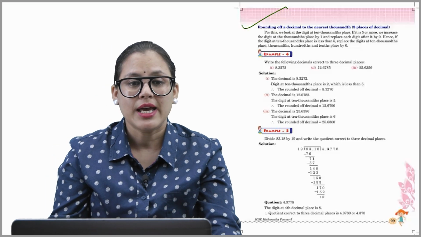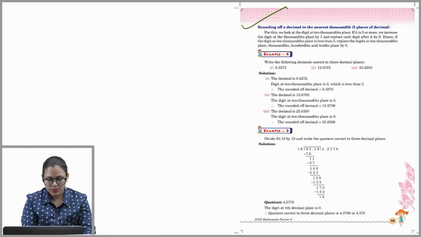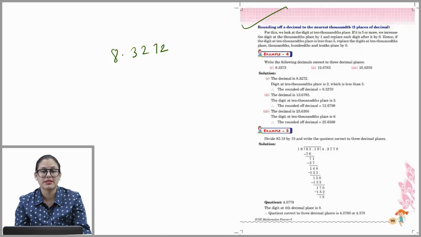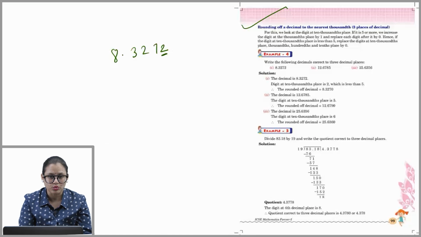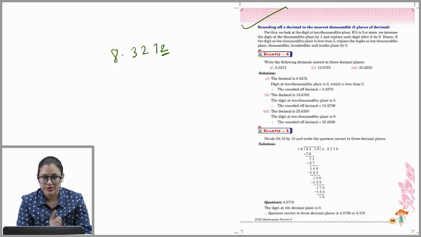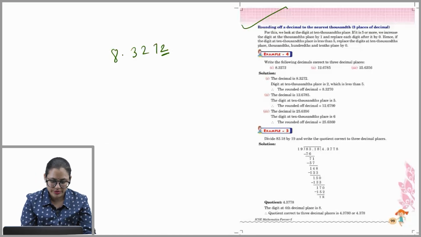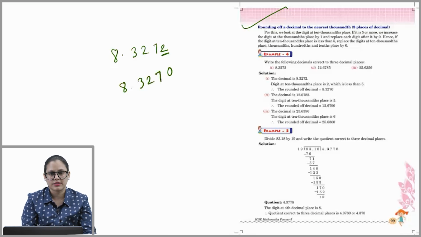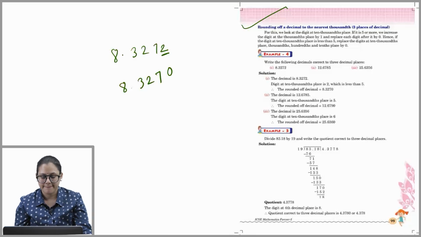Okay. For example, example 4 is given where we have to round off the decimals correct to the 3 decimal places. Okay. So the digit at 10,000th place is what? It's 2, okay, which is less than 5. So what will we do? We will replace 2 by 0 and remaining digits we will write as it is, okay.